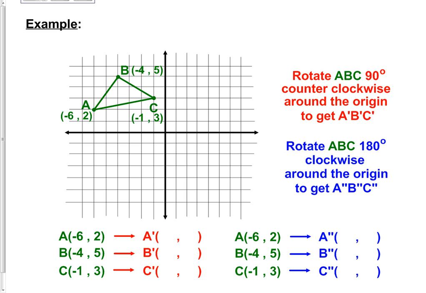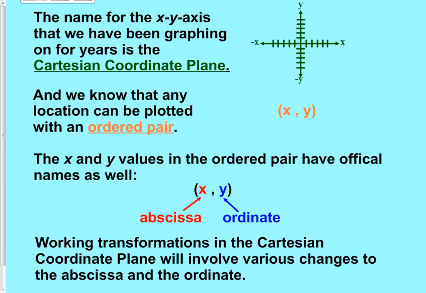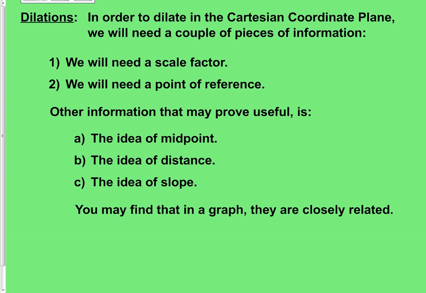Now the dilations is the tricky one. Okay, dilations in the coordinate plane. This is a little bit trickier because typically there is more than one transformation going on at once, and usually it's a dilation and a translation of some kind. Okay, so here we go. There's a lot of different ways to think about it. A lot of times the idea of midpoint can apply, the idea of distance can apply, and the idea of slope is a huge factor when it comes to dilating.